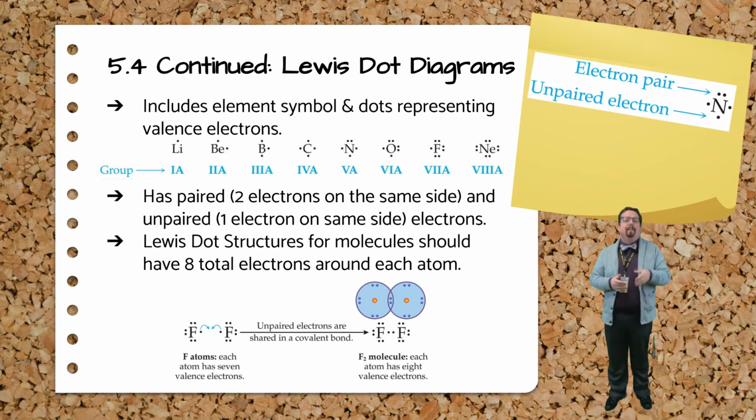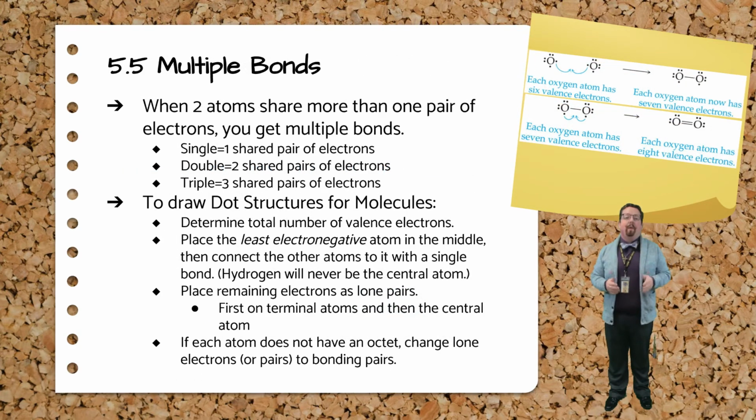If you take the Lewis symbols of 2 elements and put them close together in a way that the unpaired electrons of one atom will pair up with those of another, you'll have officially drawn a Lewis dot diagram. When you do this, be sure to double check your diagram and see that each atom now has 8 electrons around it. When 2 atoms share more than one pair of electrons between them, you get multiple bonds. Predictably, a single bond has a single pair of electrons, a double bond has 2 pairs, and triple bonds have 3.